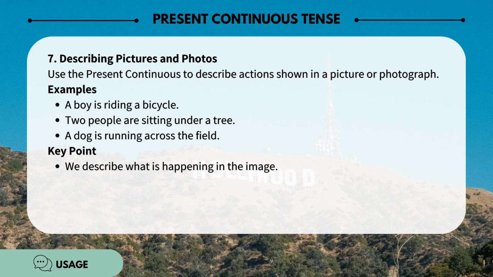Next, two people are sitting under a tree. We're describing the action we observe. Finally, a dog is running across the field. Again, we're talking about what's happening in the image. Whenever you're describing a photo, imagine you're watching the scene happen right now. That's why the present continuous sounds natural.